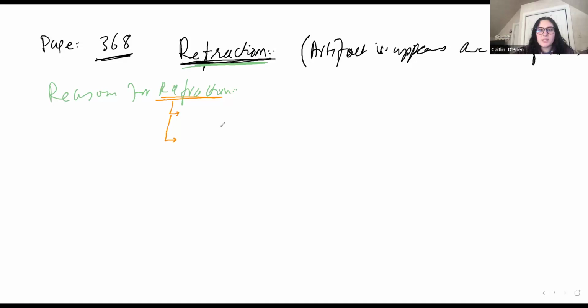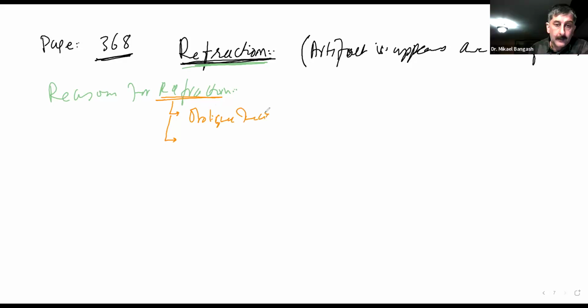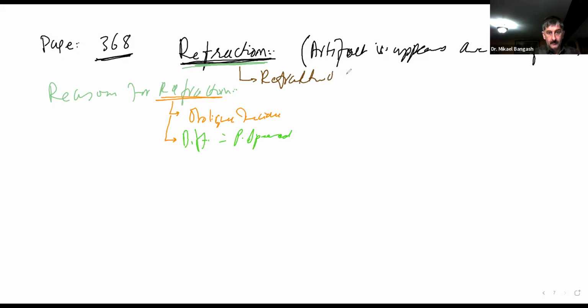Oblique incidence and different propagation speeds. Exactly. So you can say an oblique incidence and a difference in the propagation speeds. That will mainly cause a refraction of the transmitted wave or pulse.